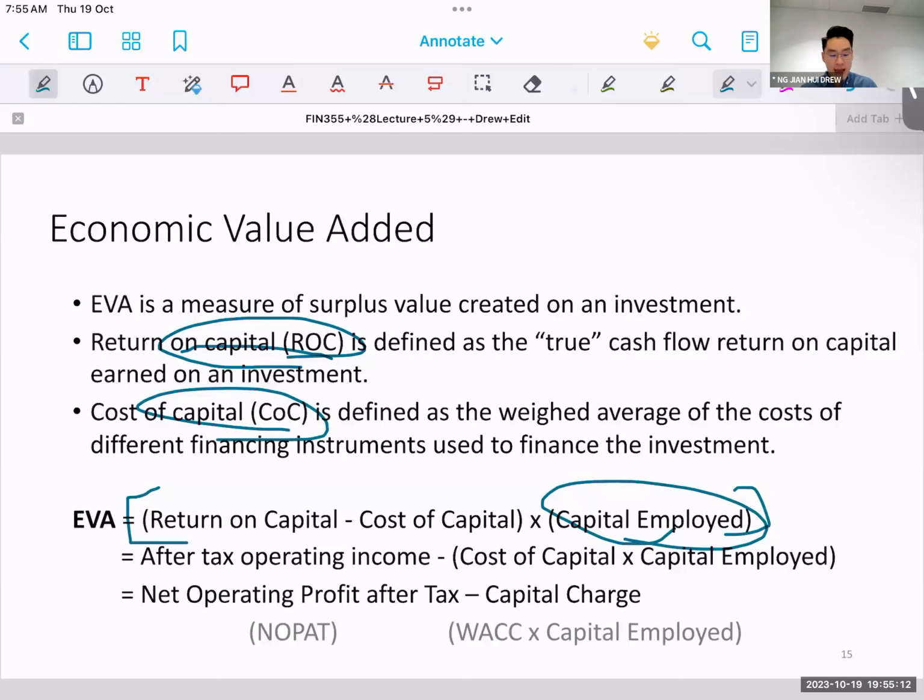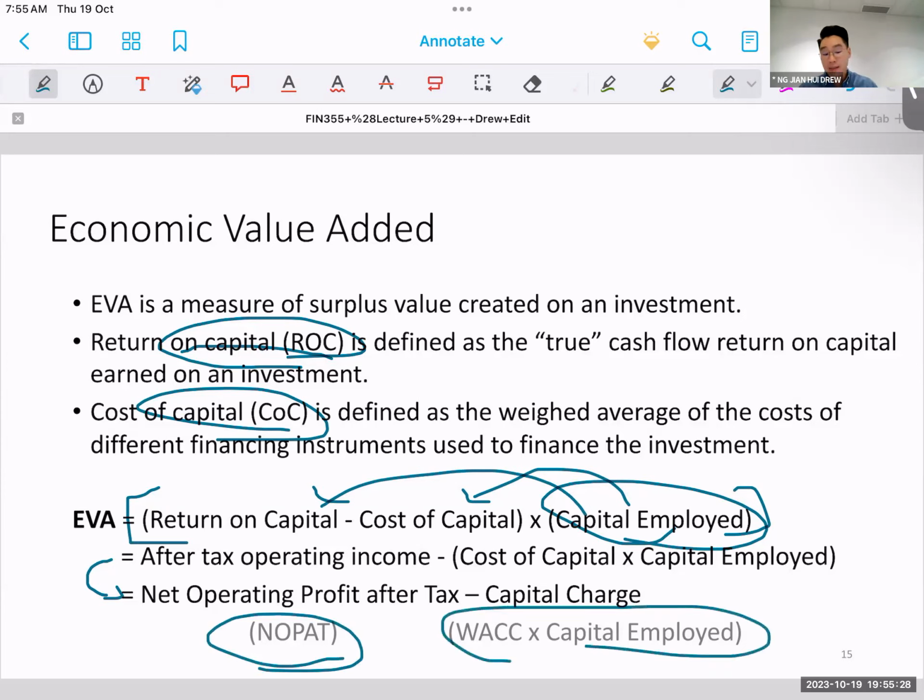And so we can therefore simplify, multiply in as usual, the bunny hop. You multiply in the capital employed, we get the NOPAT, and then we get the cost of capital, which is WACC, times the capital employed, right? So you do the bunny hop.